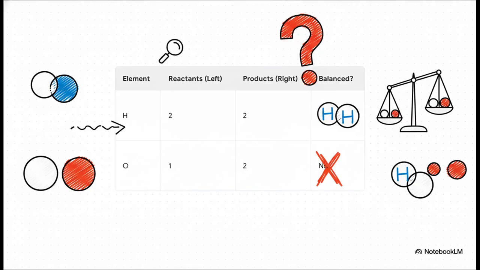All right, first step is always to take inventory. We count up the atoms on both sides. So we've got 2 hydrogens on the left and 2 on the right. Hey, so far so good.